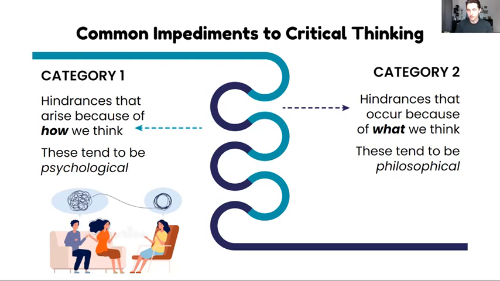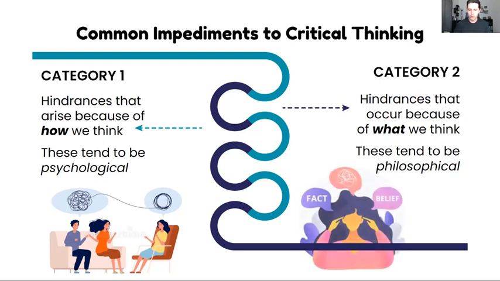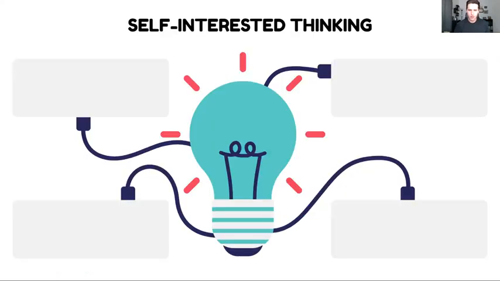Whereas in category 2, these are hindrances that occur because of what we think. These tend to be philosophical. And I like this distinction because in this latter category, these are thought of as specific views that people hold. Whereas in the first category, it's how we think. In the second category, these are views that capture what we think. And so these tend to be philosophical. So we can flesh this out in more detail.